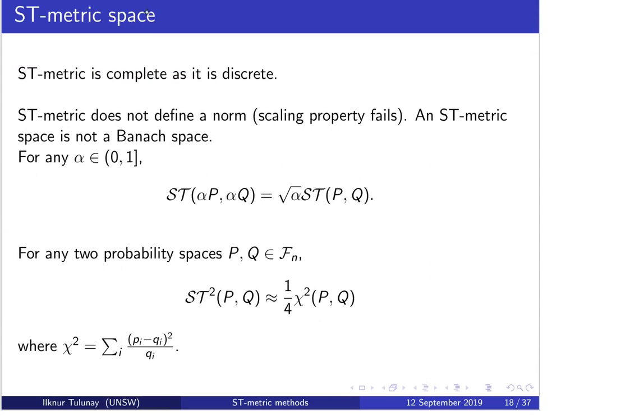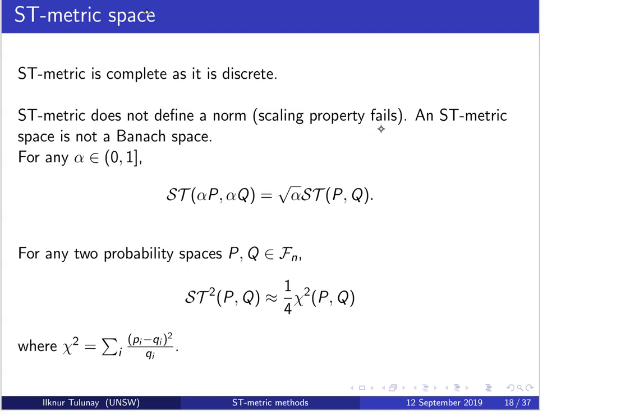This is just a little notes here that I took. I'm looking at the structure of ST metric spaces, what it holds, what it doesn't hold. It's just structuring, discovering further ahead about the ST metric spaces. Okay, just complete as discrete. ST metric does not define a norm.